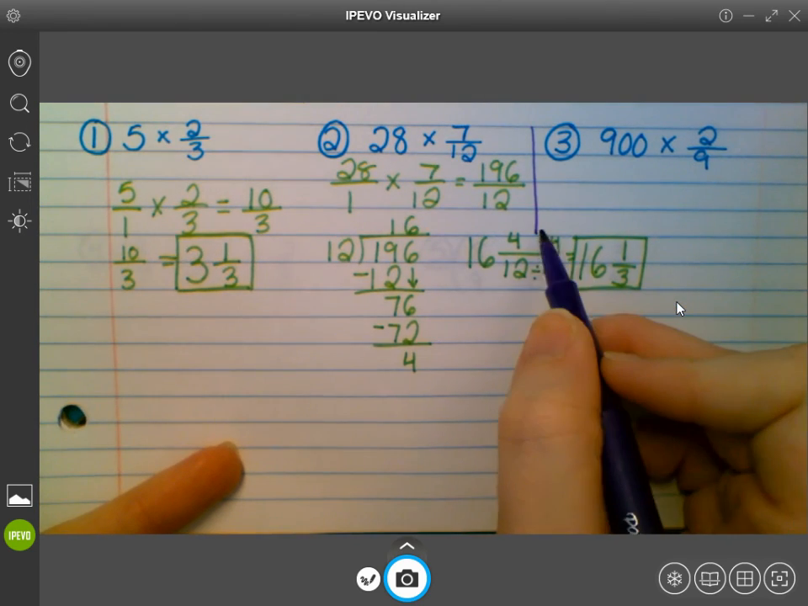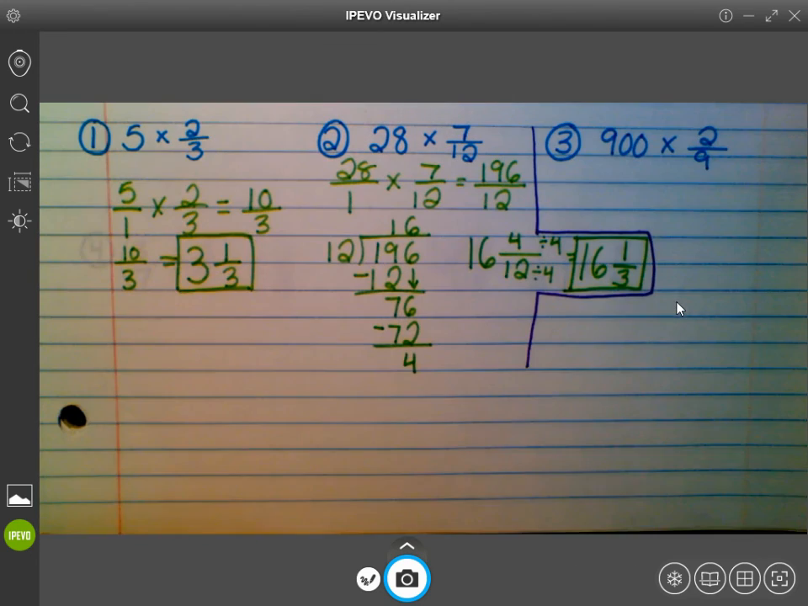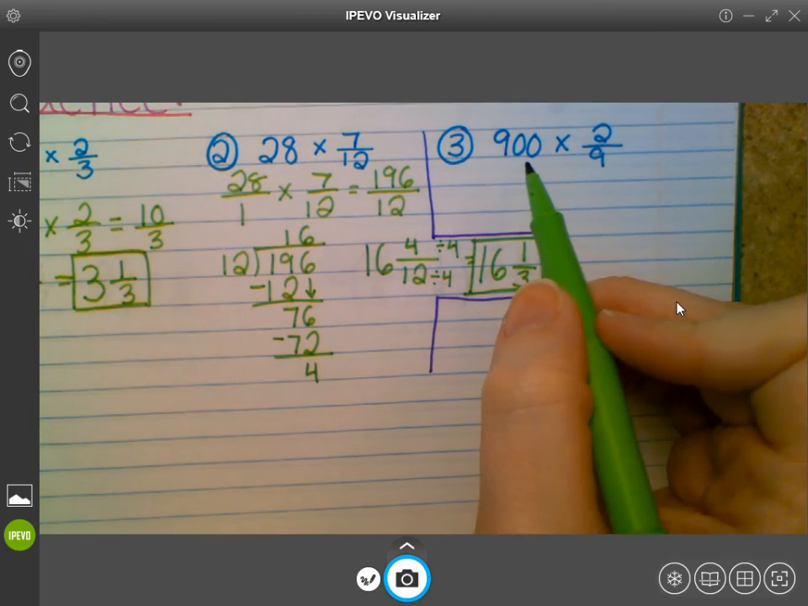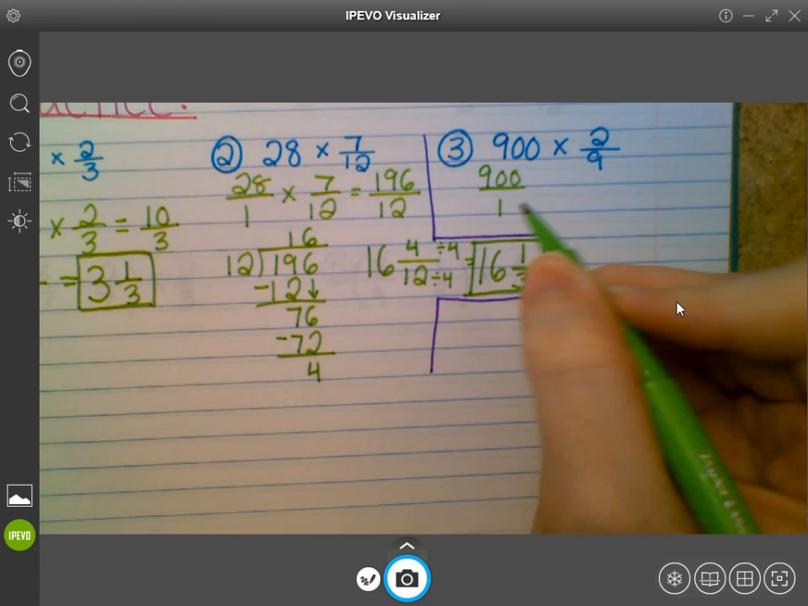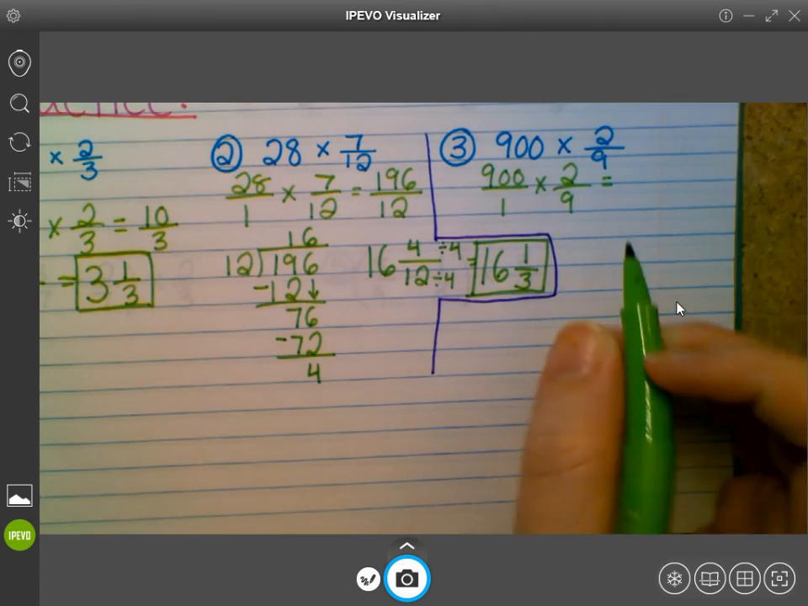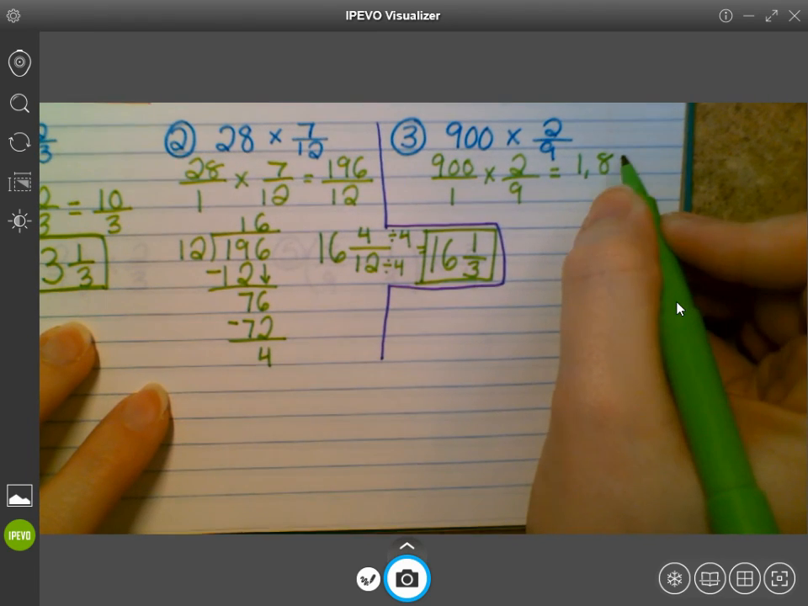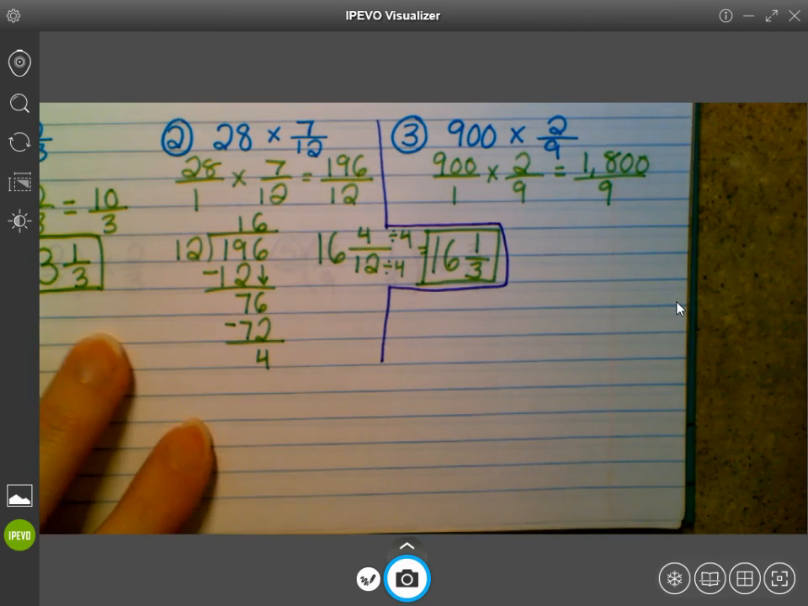Okay, I'm going to draw a little wall here so I can see where my work is for number 3. Okay, then we have number 3. So again, we need to put our whole number over 1. So 900 over 1 times 2 9ths. 900 times 2 is 1,800. 1 times 9 is 9.